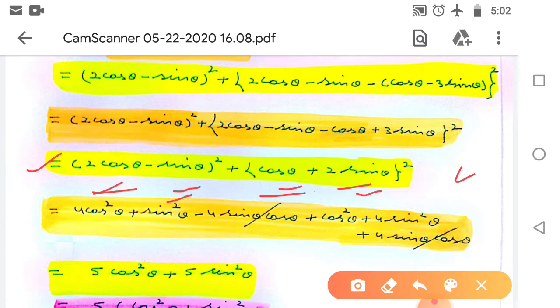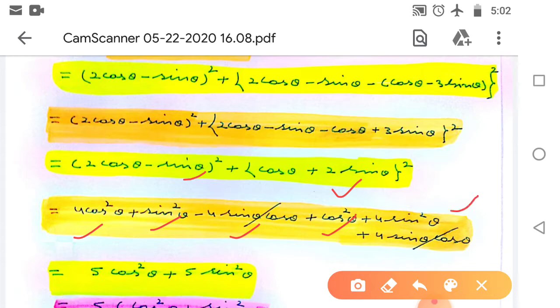So, you can apply a minus b whole square as a square plus b square minus 2ab, and a plus b whole square is a square plus b square plus 2ab. Once again, 2 cos theta minus sin theta whole square is equal to 4 cos square theta plus sin square theta minus 4 sin theta cos theta after applying the identity, clear. And cos theta plus 2 sin theta whole square is equal to cos square theta plus 4 sin square theta plus 4 sin theta cos theta, right.